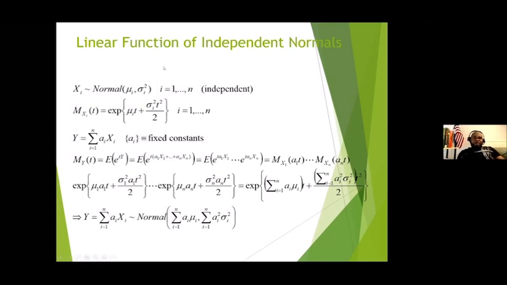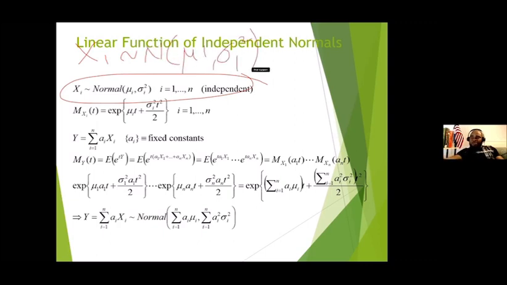Here we were talking about the linear function of independent normals. Take a look at this. We have xi that follows a normal distribution with parameters mu i and sigma i squared. So what we mean is that x1 follows normal with mu 1 and sigma 1 squared. We also have x2 following normal with mu 2 and sigma 2 squared, until we get to xn that follows normal with mu n and sigma n squared.